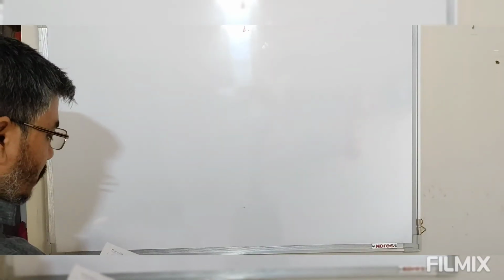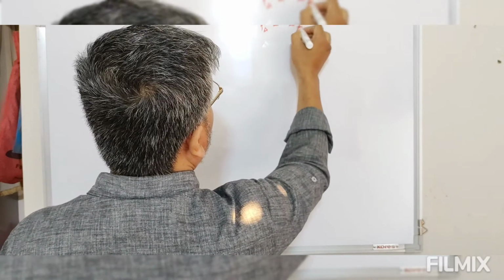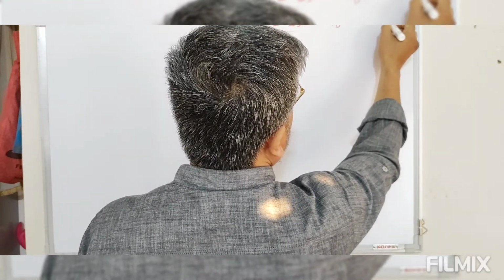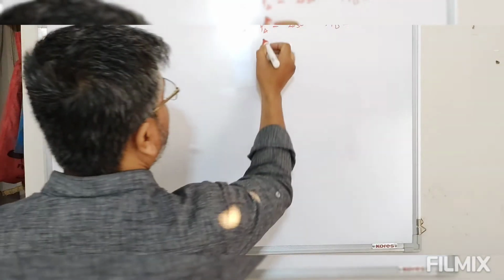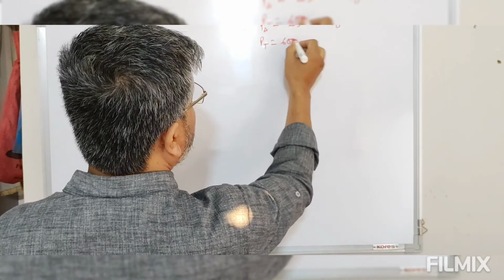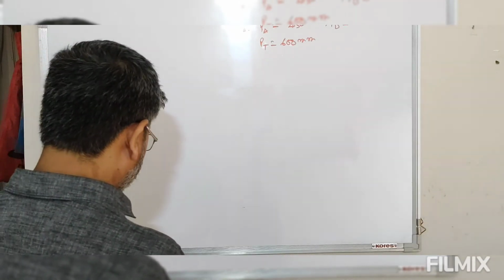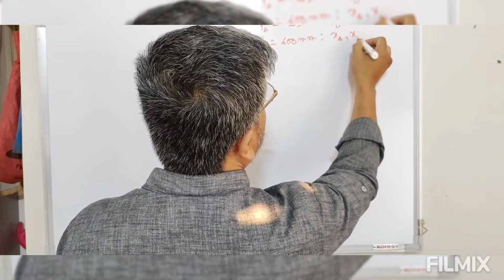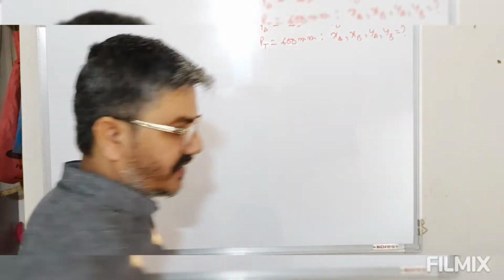So the first question is: vapor pressure of pure A is equal to 450 mm mercury. Vapor pressure of pure B is equal to 700 mm mercury. Now the total pressure of the solution is 600 mm mercury. The question says find the composition of the liquid mixture and also the composition of the vapor phase. So find the mole fraction of A and mole fraction of B in the liquid, and the mole fraction of A and mole fraction of B in the vapor phase.